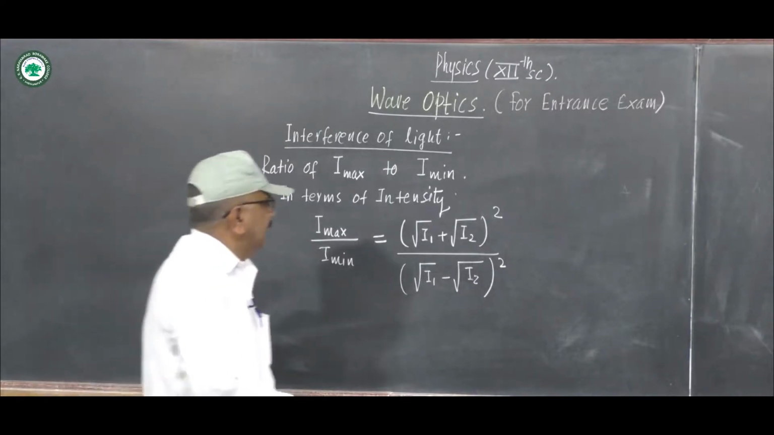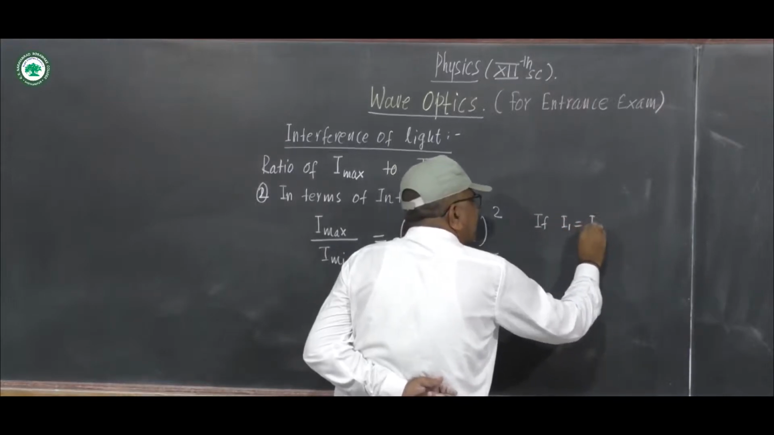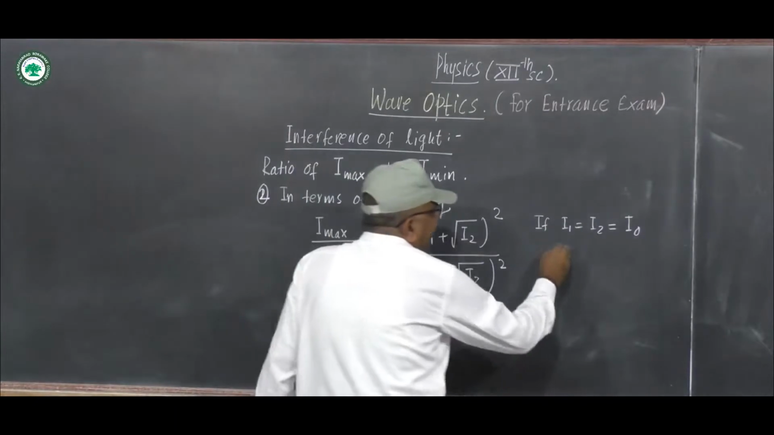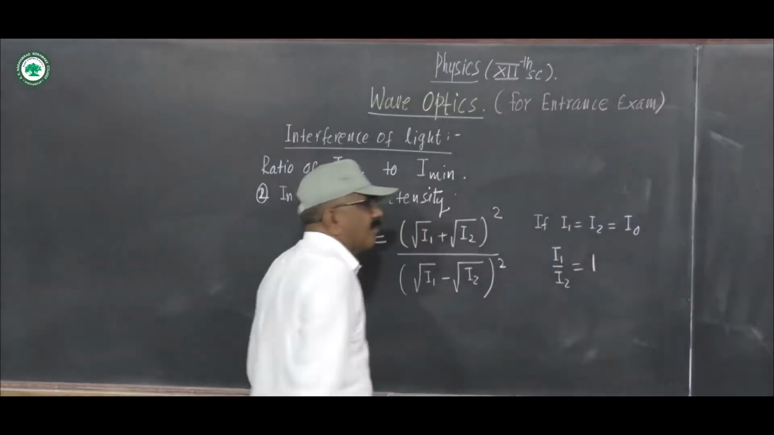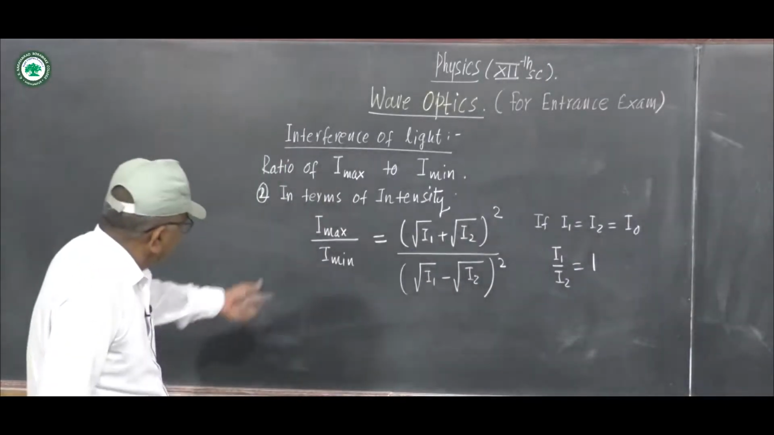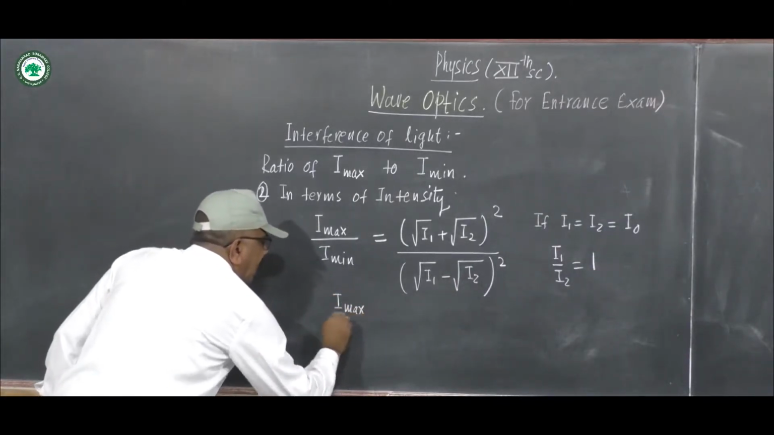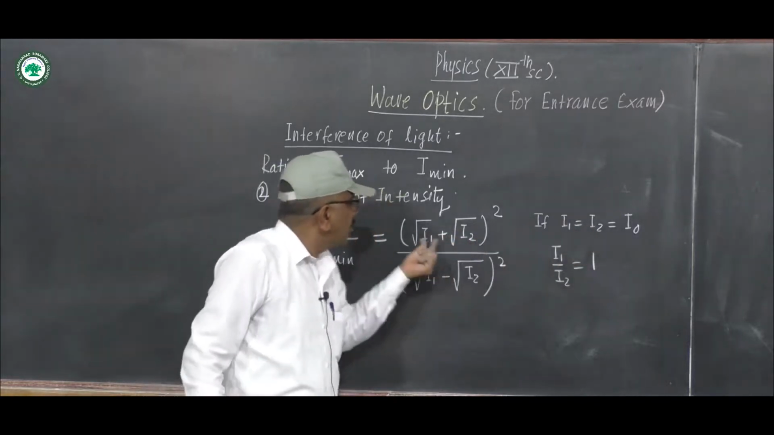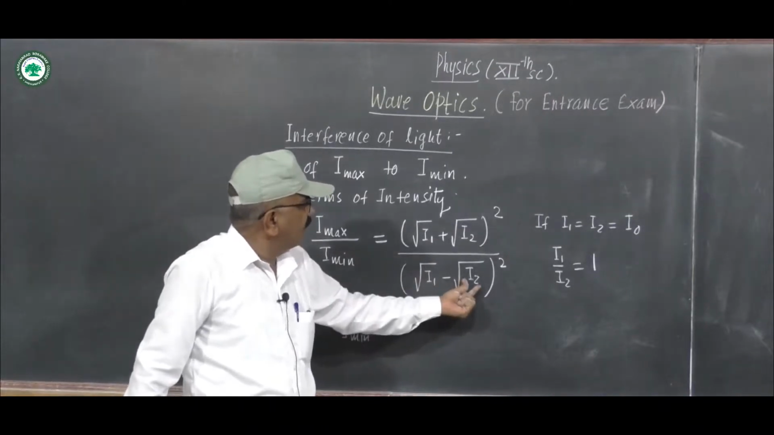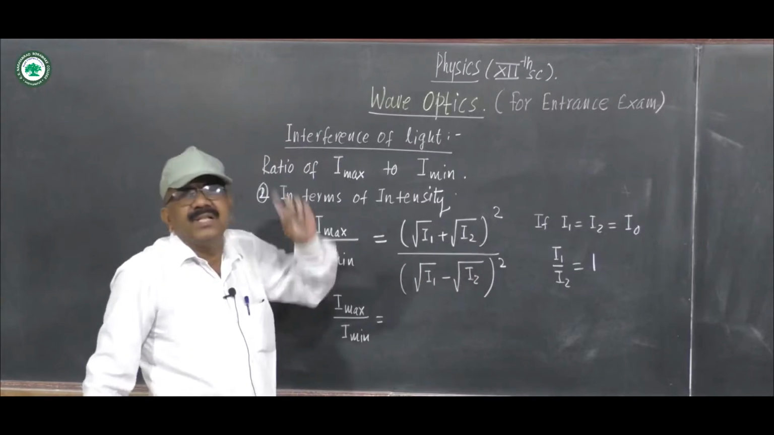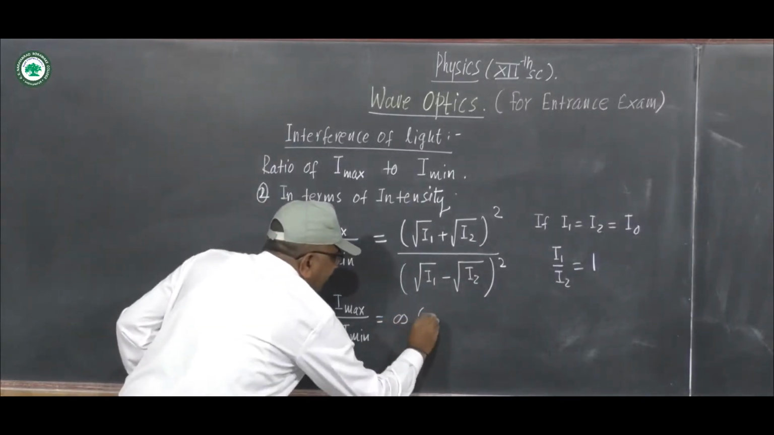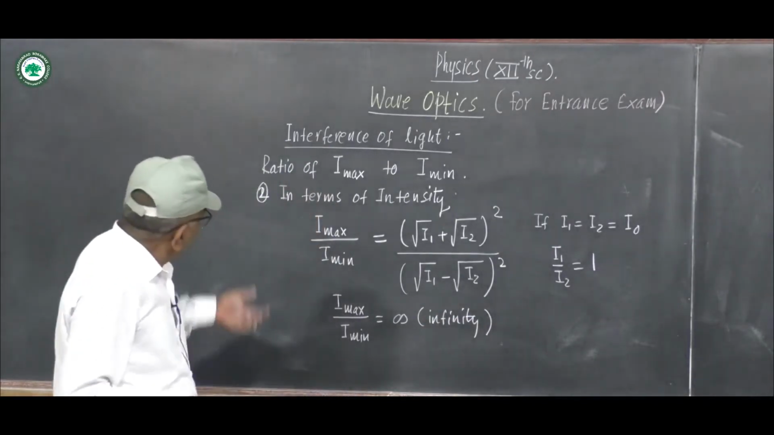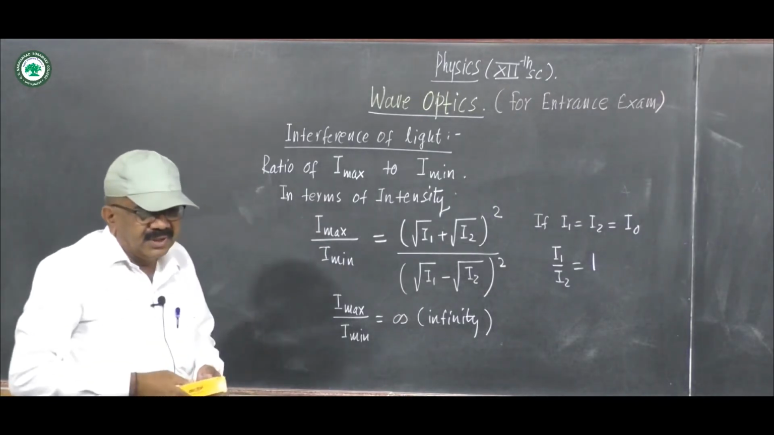Again, if the intensities are equal, if I1 equals I2 equals I0, what will happen? The ratio of individual intensities I1 upon I2 will be 1. But for I max to I minimum, I1 plus I2, that is I0 plus I0, square root gives 2 square root of I0. But square root of I0 minus square root of I0 becomes 0, and as the denominator is 0, again the ratio I max to I minimum is infinity. Now next we see the ratio of individual intensities.